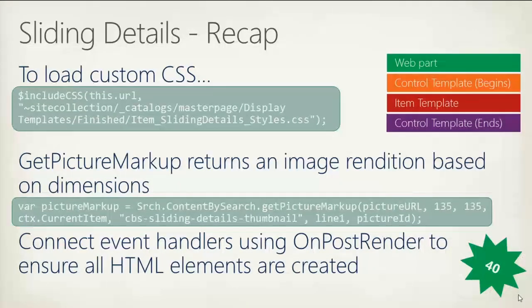So we connected the hover event in the on-post render to make sure that all of the HTML elements that we want to act on are created when our event fires. And in this case, we looked at both an item template, and we did a little bit with that on-post render for how the control template ends. So we're still working in a fairly narrow set of things to do really cool effects. And that's all well and good. So we've seen a little bit of a control template. We've seen how we get data into item templates, but how do we make them work together?